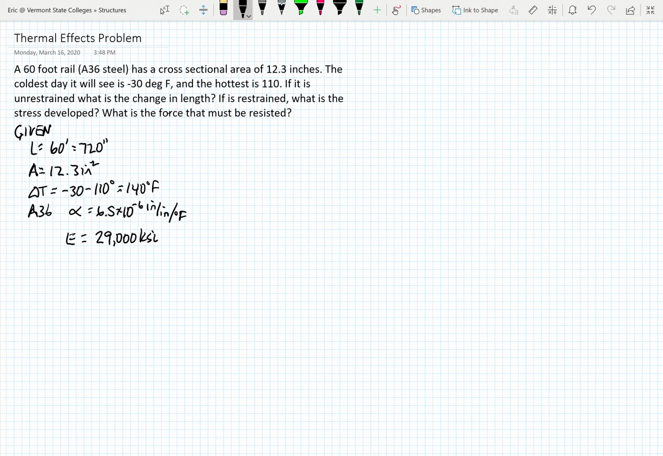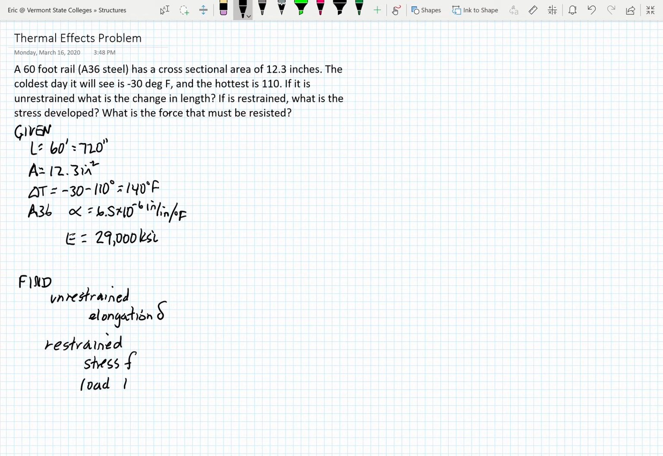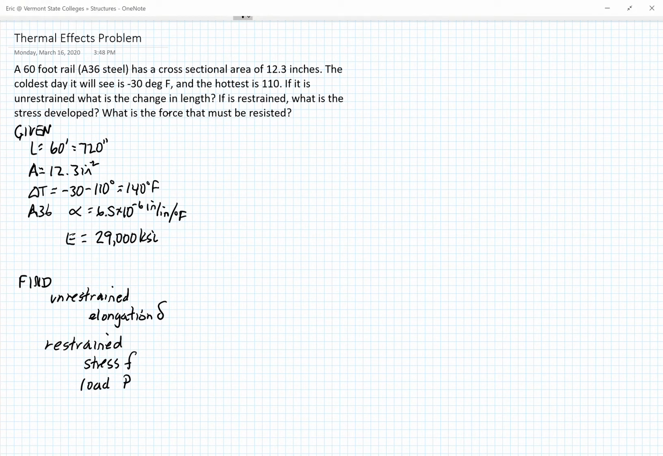What do we need to find? In the unrestrained case, the elongation, lambda. In the restrained case, we need to find the stress, F, and the load, P. So let's look at the unrestrained case.